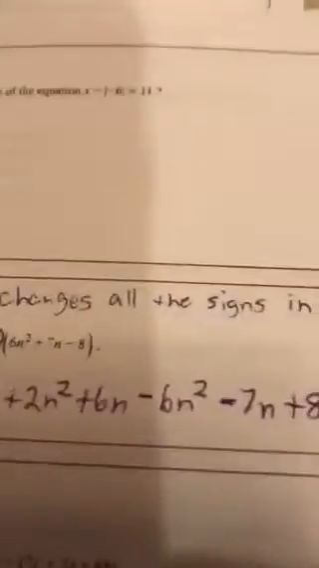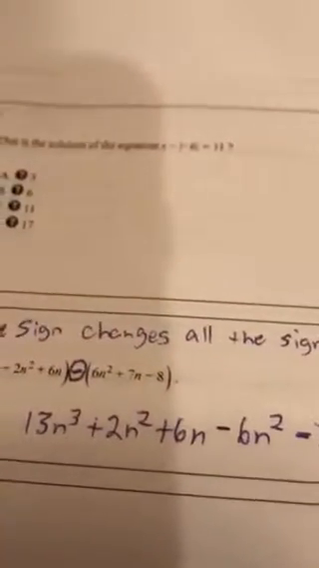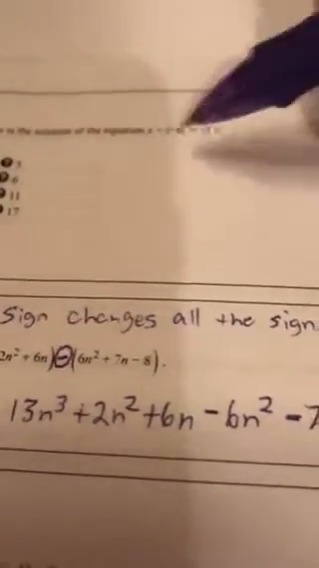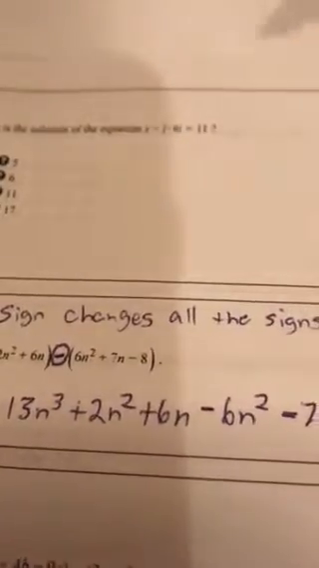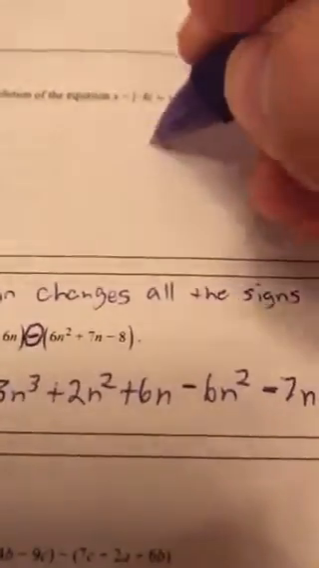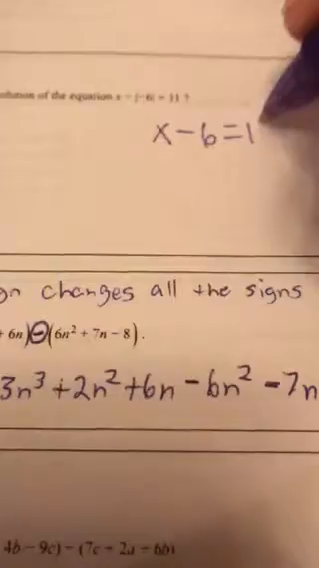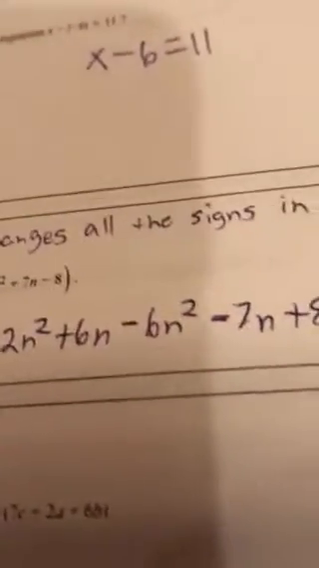And the last one, again, same thing: x minus the absolute value of 6. So x minus 6 equals 11. And so again, you solve from there.